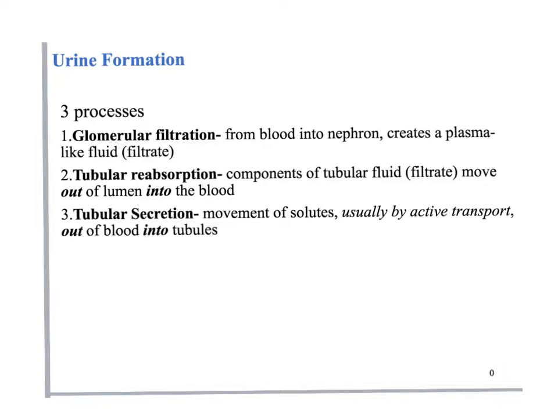And then the last part is secretion. Sometimes that filter excludes things that need to get out. So if there's anything excess or extra that we need to get rid of, we will secrete that, usually by active transport, into the tube or into the collecting duct, so it can be expelled from the body. So tubular reabsorption is out of the lumen, out from the tube back into the blood. Tubular secretion is from the blood into the tubes.